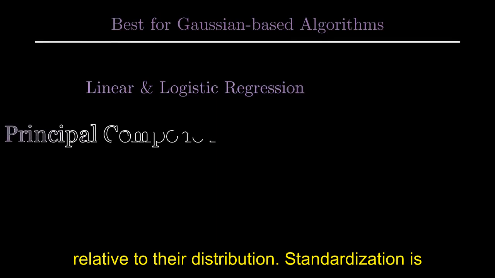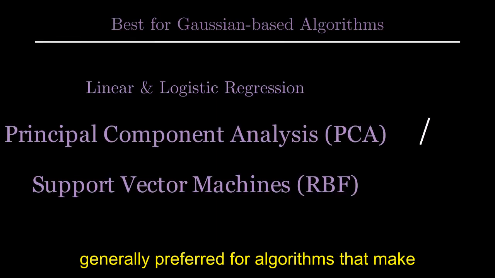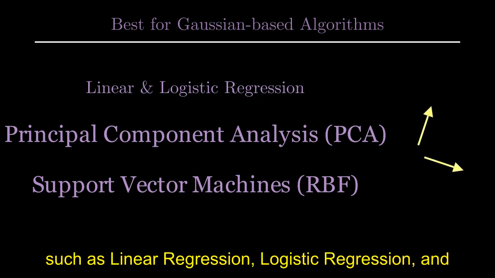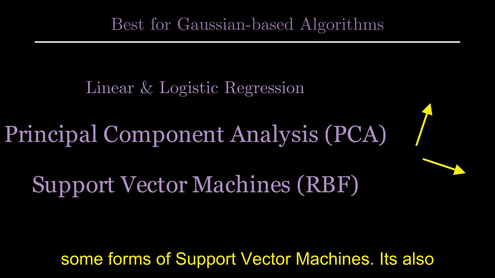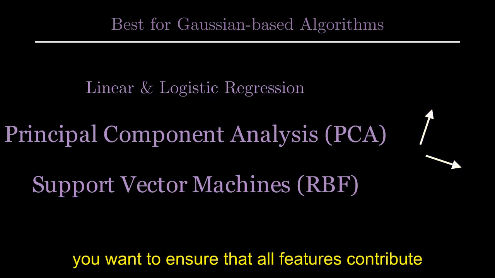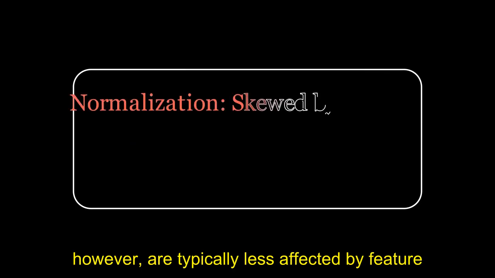relative to their distribution. Standardization is generally preferred for algorithms that make assumptions about the distribution of your data, such as linear regression, logistic regression, and some forms of support vector machines. It's also beneficial for principal component analysis, where you want to ensure that all features contribute equally to the principal components, regardless of their original variance. Tree-based algorithms, however, are typically less affected by feature scaling.